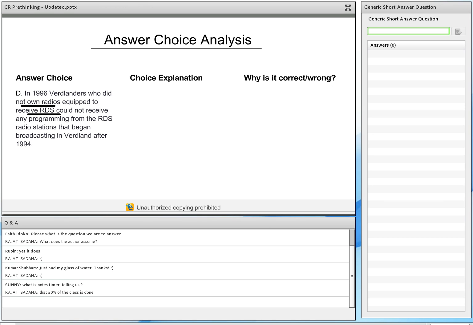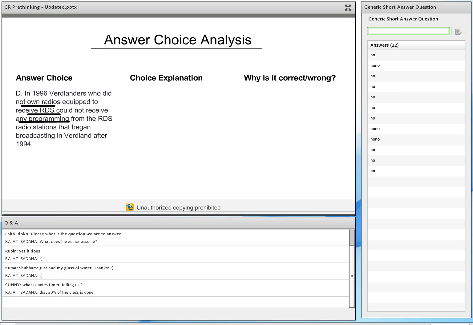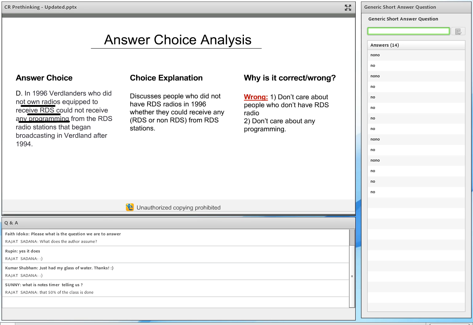First of all, the first red flag over here. Do we care about people who don't own radios to receive RDS? Do we care about those folks? We don't. So you should have rejected it over here. Could not receive any programming. Do we care about any programming? No, we don't. Because we don't care about people who don't have RDS radios, we don't care about any programming, this answer choice is incorrect.